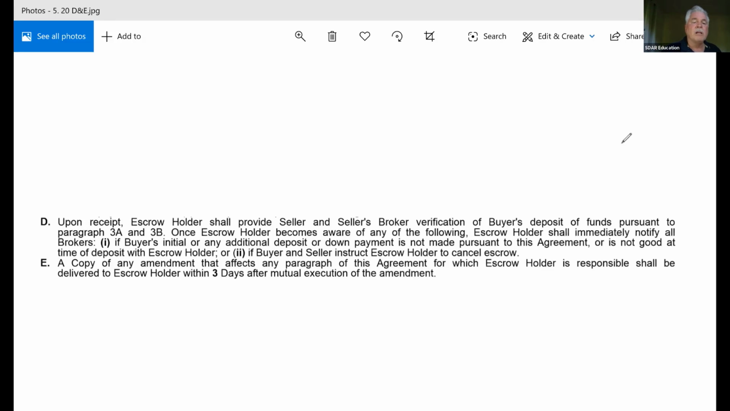Okay, all right. So let's take a look. A copy of any amendment that affects any paragraph of this agreement. So when you guys amend the contract, escrow needs to get a copy of it. Please, I hear this all the time: we'll call escrow and have them draw up an amendment. No, the escrow can amend their instructions. They can't amend the contract between the parties. That's legal advice. Think about it.